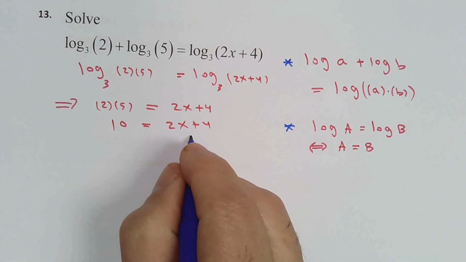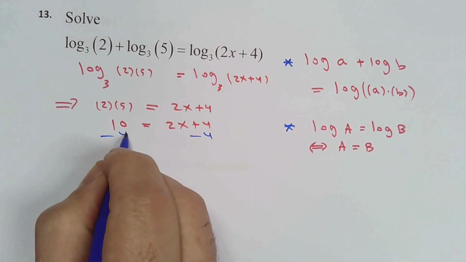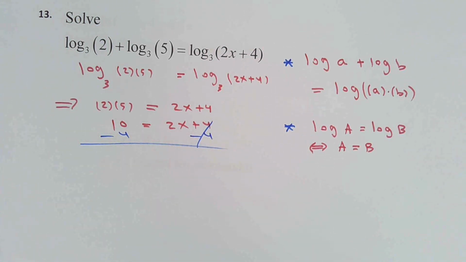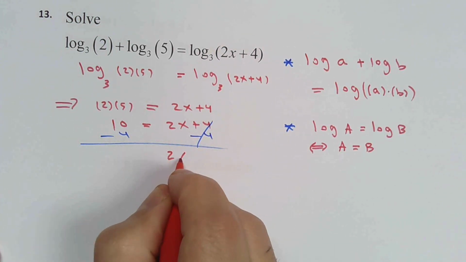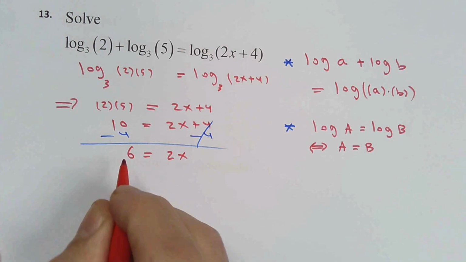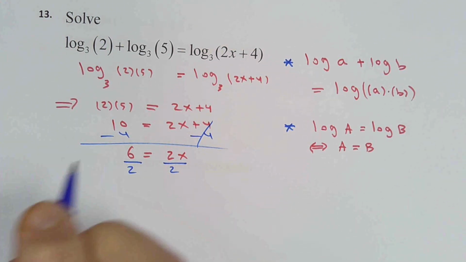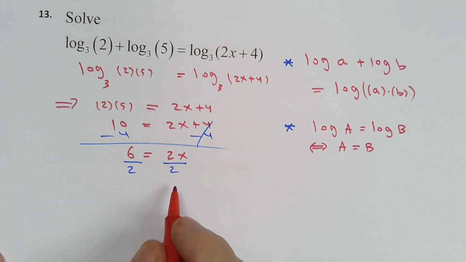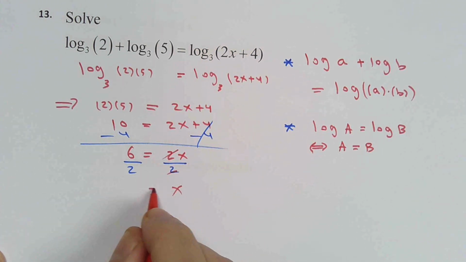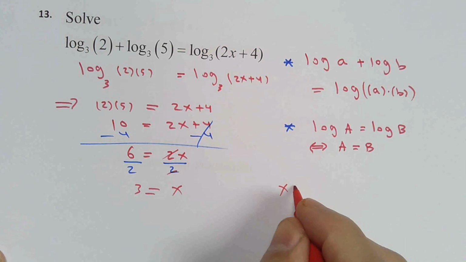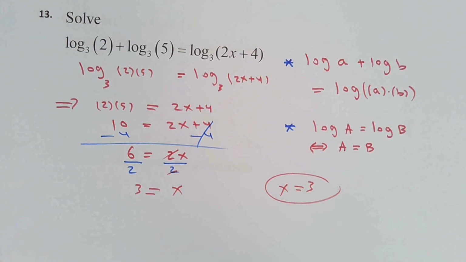Subtract 4 from both sides. So I have 2x equals 6. Divide by 2 on both sides. X equals 3, and that is our answer. X equals 3.